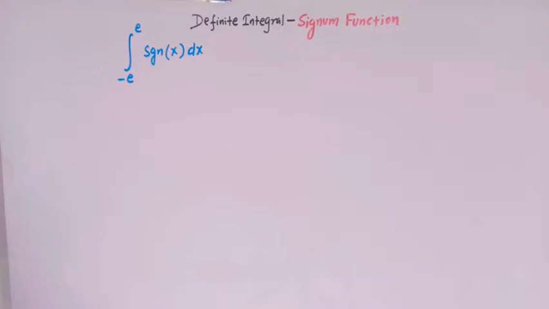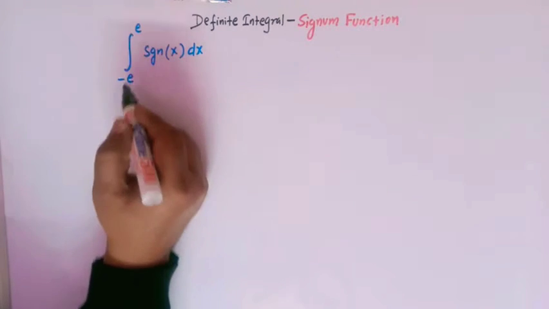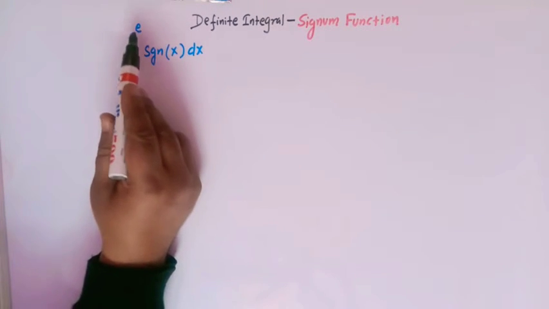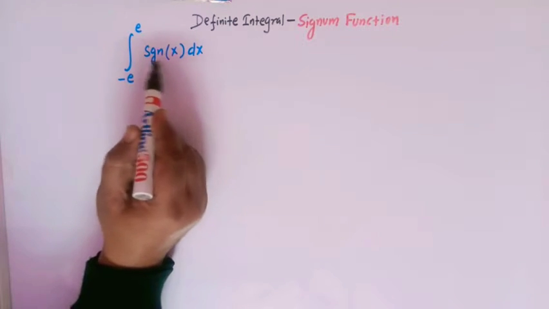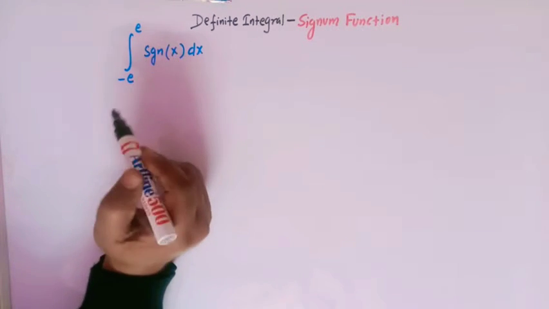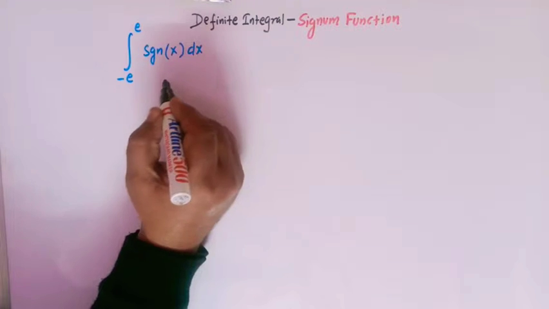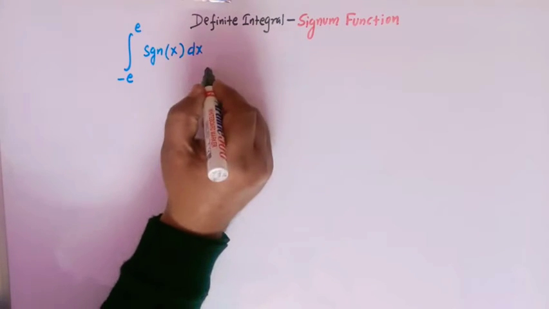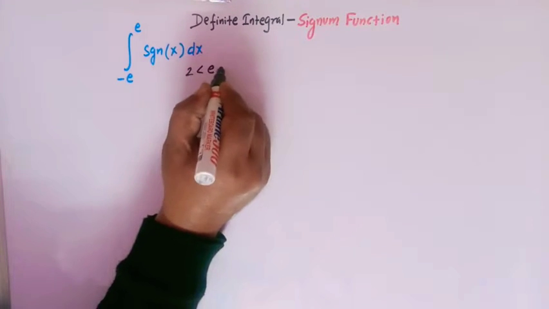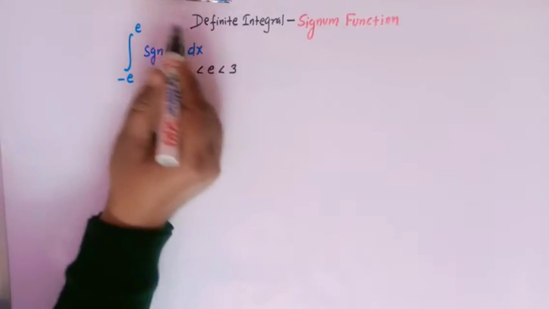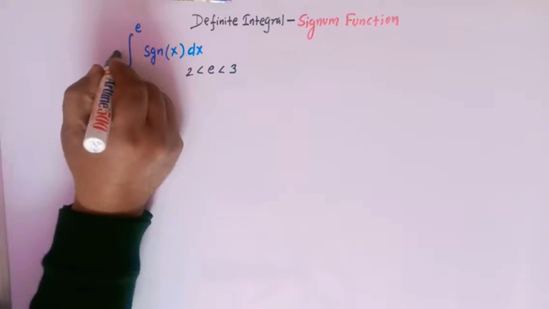Hello viewers, in today's lecture we are going to discuss one important definite integral involving the signum function. We have to solve this integral from minus e to e, and the integrand is signum of x. Here e is the exponential number, which is an irrational number, and e lies between 2 and 3.